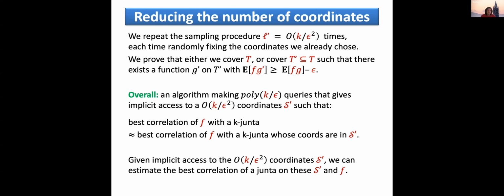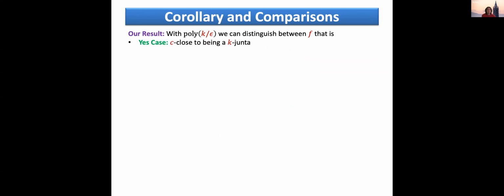Now, it turns out we can estimate the best correlation of a junta on S prime, so an O of K over epsilon squared junta and F. So this leads to the following corollary. With polynomial many queries in K, we can distinguish between F that is C close to being a K junta and C plus epsilon far from being an O of K over epsilon squared junta.